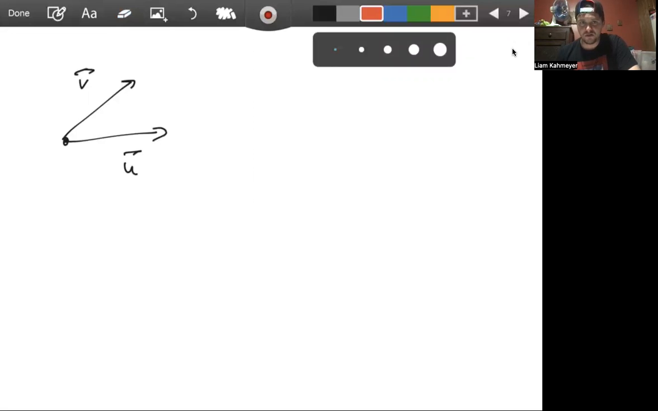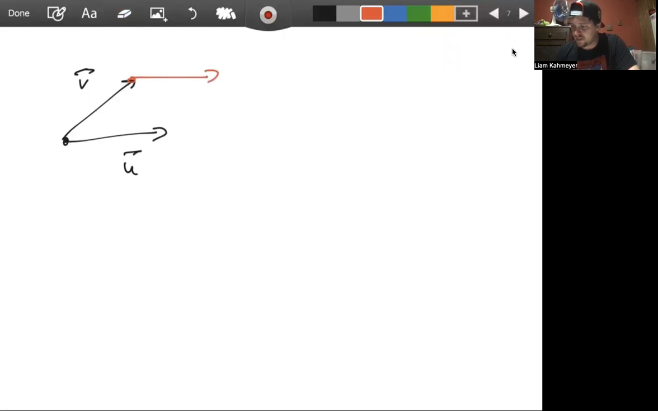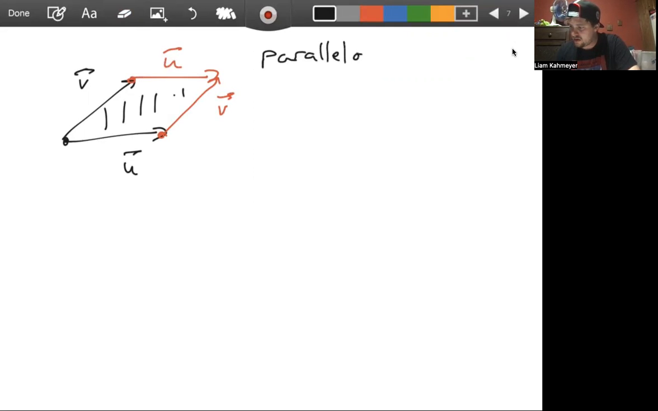These two vectors determine a parallelogram. So if you were to take a copy of u at the end of v and a copy of v at the end of u, what we would have is a parallelogram in two-dimensional space, right? So here's a parallelogram sitting inside R2.